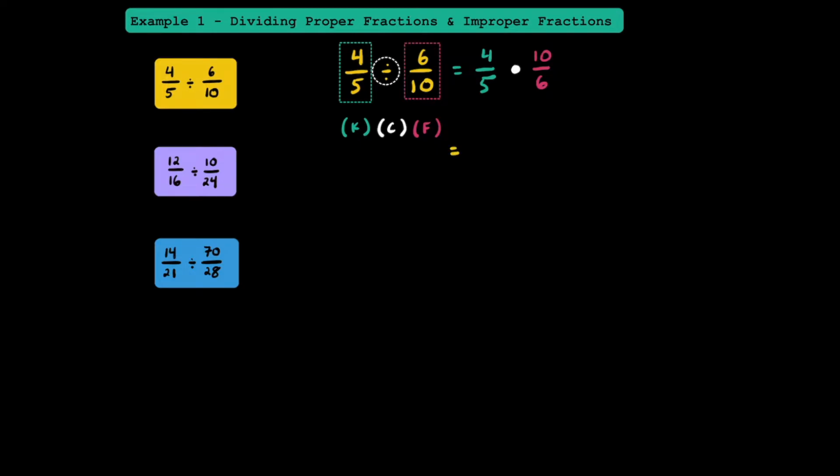Now that we have a multiplication problem, we can either leave them as 2 separate fractions, or we can combine them using one fraction bar. Here I'm just going to do that and write 4 times 10 in the numerator, and write 5 times 6 in the denominator.